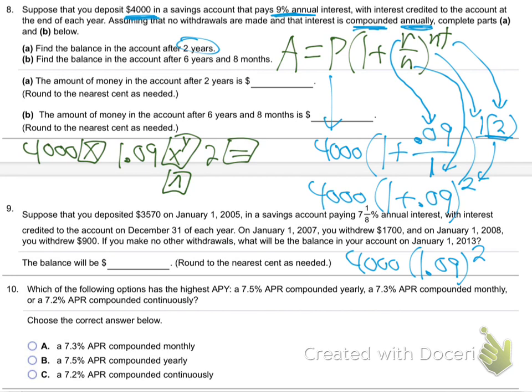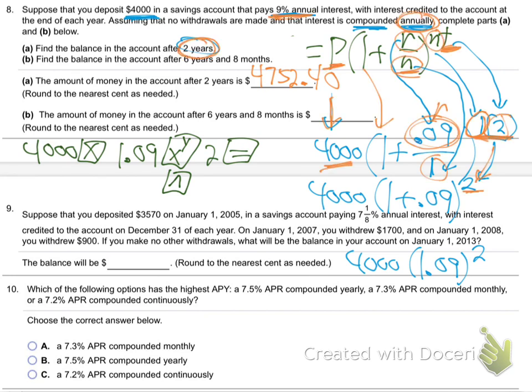And I'm getting 4752.4, which means 40 cents, but you can just put the 0.4. So it's $4,752.40 on that. Go to part B. We can do the same thing.